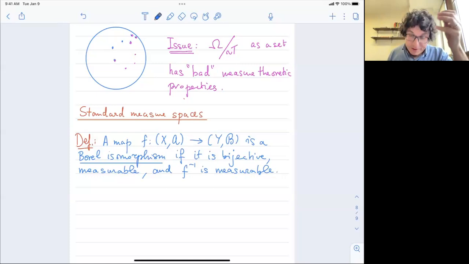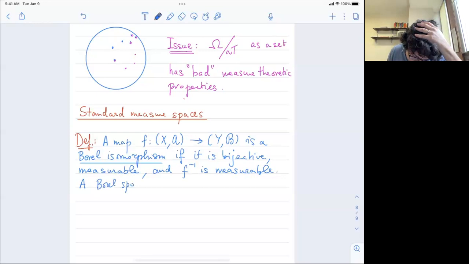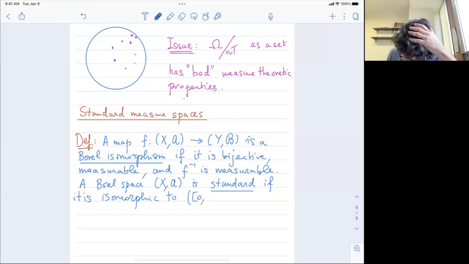And the best spaces that we care about are so-called standard spaces. So a measurable space, a Borel space, a space with a sigma algebra is standard if it is isomorphic to, for instance, the unit interval with the Borel sets. So this is our favorite sigma algebra. However, it turns out that the fact that we pick 0, 1, of course, is somewhat arbitrary.